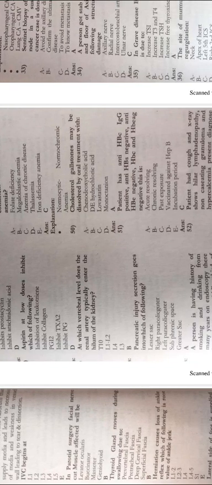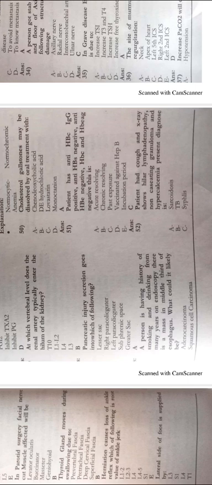At which vertebral level does the renal artery typically enter the hilum of the kidney? That is L1, L2. Pancreatic injury secretion goes into which of the following: the lesser sac. The person has a history of smoking and drinking for many years. On endoscopy, there is a mass in the middle third of the esophagus. What could it be likely? That is going to be squamous cell carcinoma.